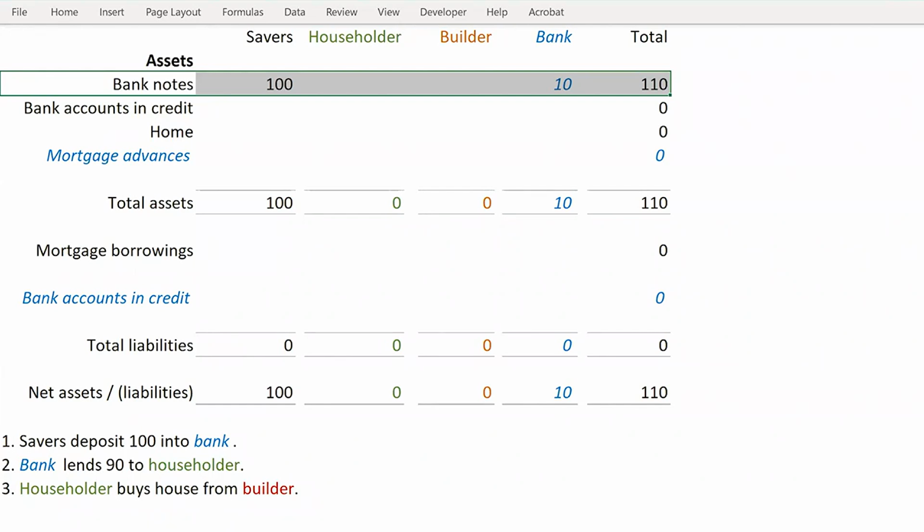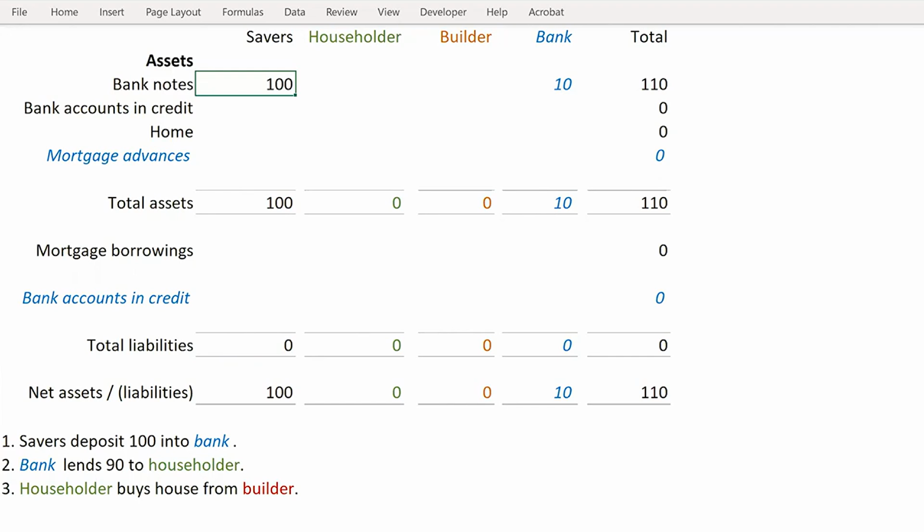And the savers decide they trust the bank and they're going to deposit the 100,000 into the bank. So the savers' cash goes down by 100, the bank's cash goes up by 100. All the cash is now in the bank. The savers will have 100 in their bank accounts between them, and the bank records a liability of 100.